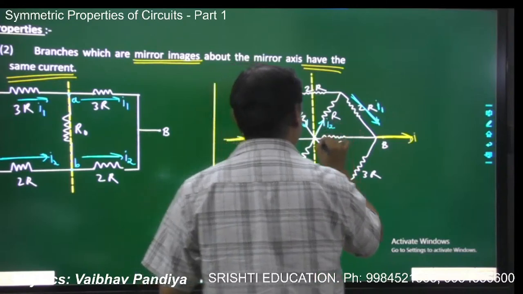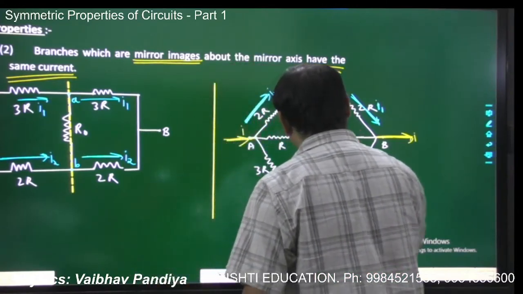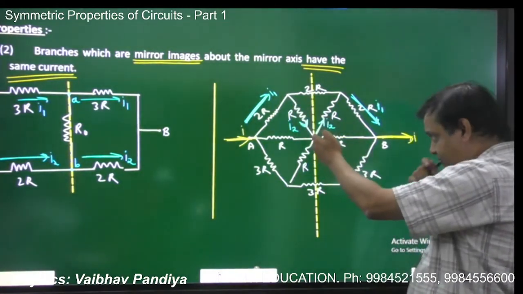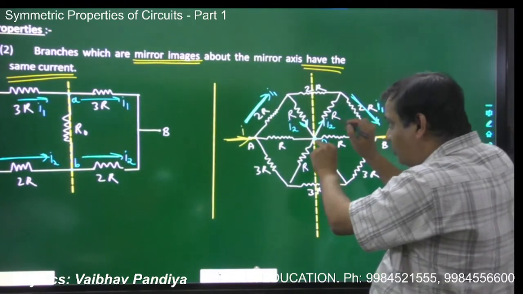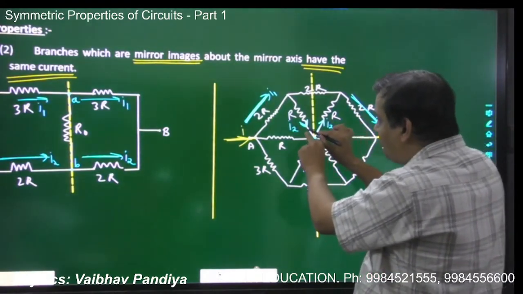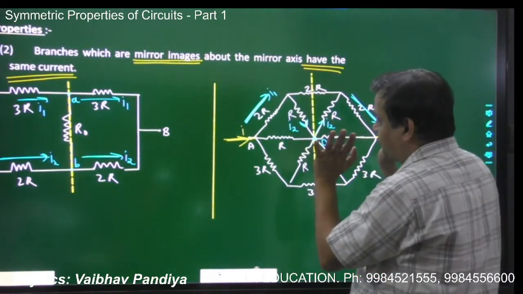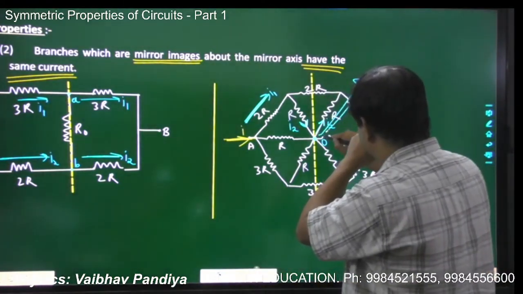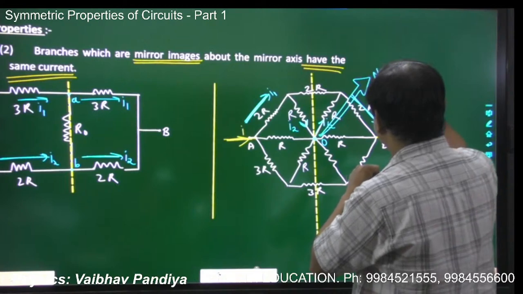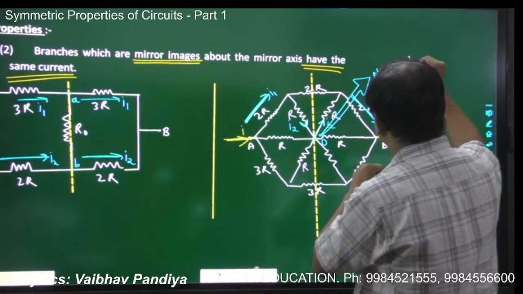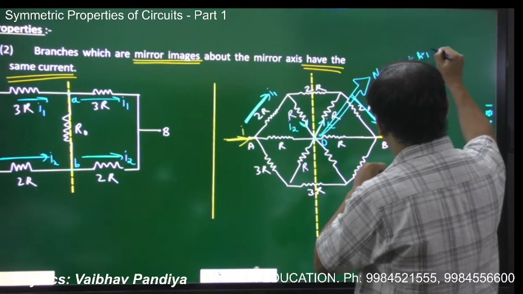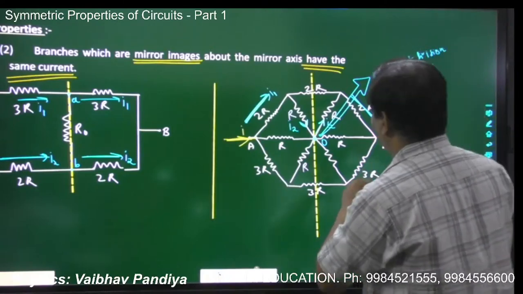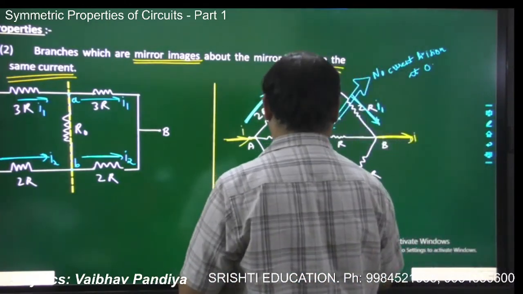Now if you see, suppose this node is O. When I2 comes to O through this branch, the whole I2 is leaving from O through this upper branch. That is, no portion of I2 is getting divided at O. Mind it, no portion of I2 is getting divided at O. No current division at O.